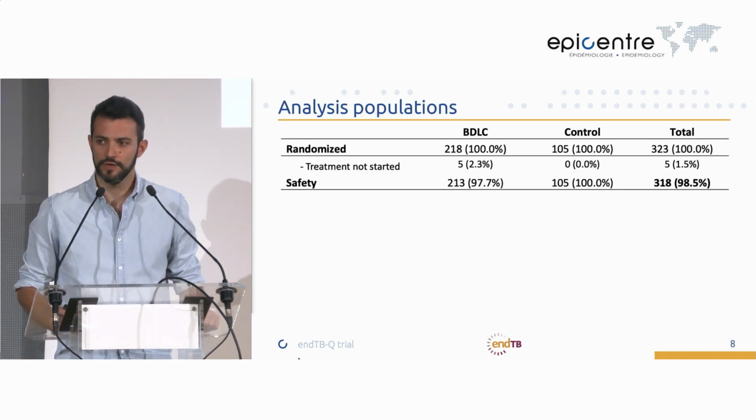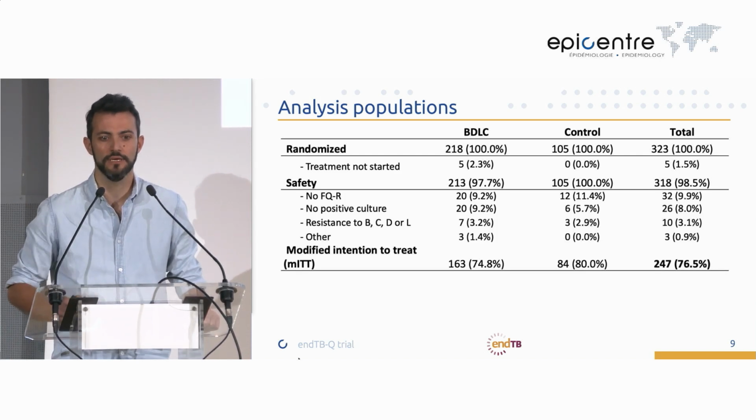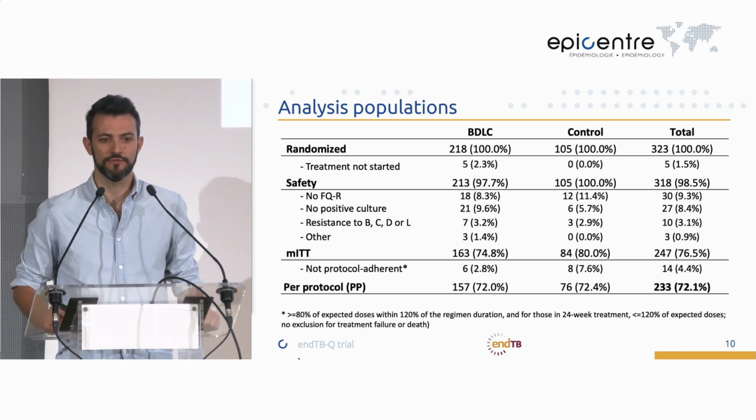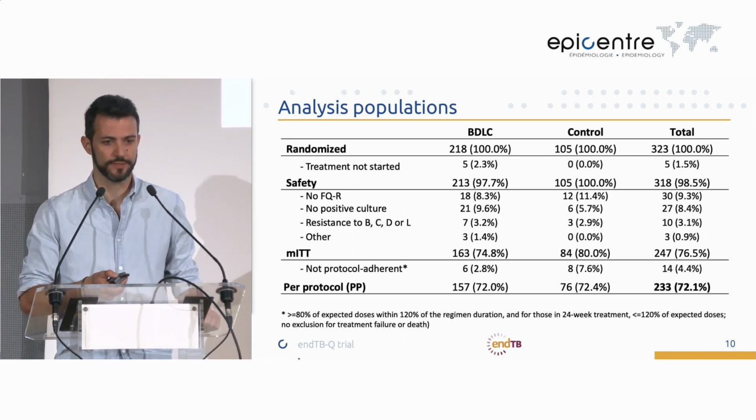Out of the 323 randomized participants, we included in the safety population 318 who actually started treatment, and then 247 in one of the co-primary analysis population, the modified intention to treat or MITT, which included participants who had a positive culture at baseline, confirmed fluoroquinolone resistance, and no resistance to the drugs in the experimental regimen. And 233 participants included in the per protocol or PP, the other co-primary efficacy analysis population, where we included MITT participants who also followed a protocol adherent course of treatment.